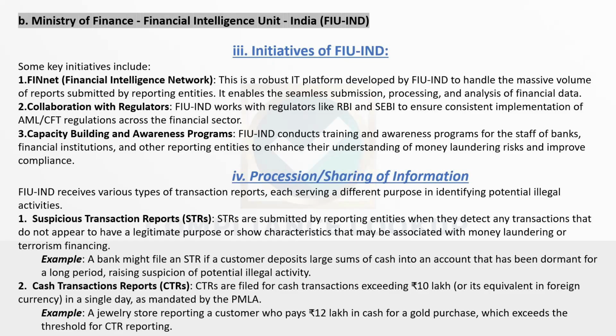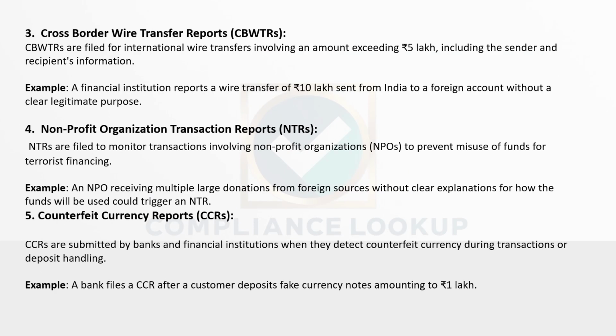2. Cash transaction reports (CTRs). These are filed when a cash transaction exceeds Rs 10 lakh in one day. Example: a customer pays Rs 12 lakh in cash for a luxury item and the shop files a CTR. Third, cross-border wire transfer reports (CBWTRs) are filed for international wire transfers above Rs 5 lakh. Example: a wire transfer of Rs 10 lakh from India to a foreign account is flagged by the financial institution.